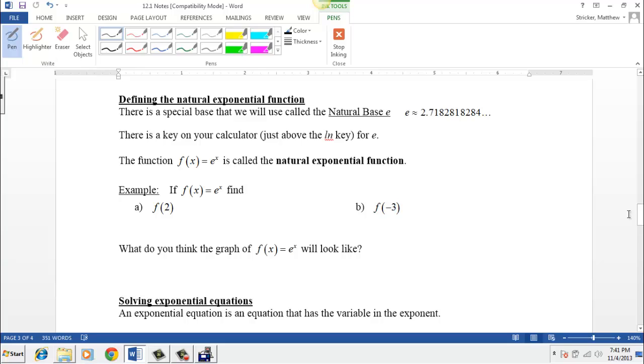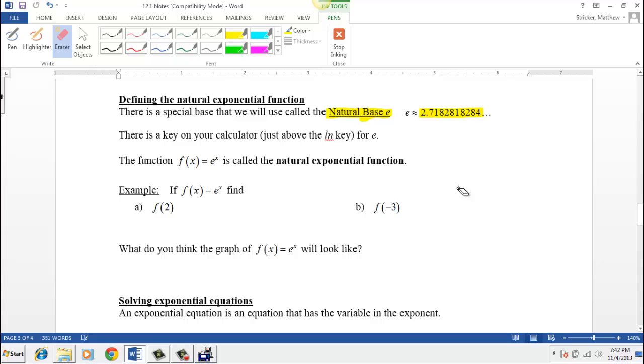And so one of the numbers that we see show up a lot as a base for an exponent is the number e. We define it as the letter e, and it's called the natural base. E is called the natural base, and it's the number 2.718281, and it just keeps going on and on and on.